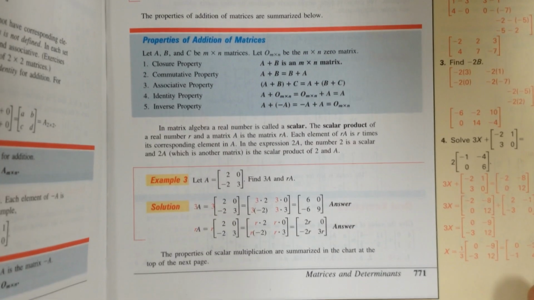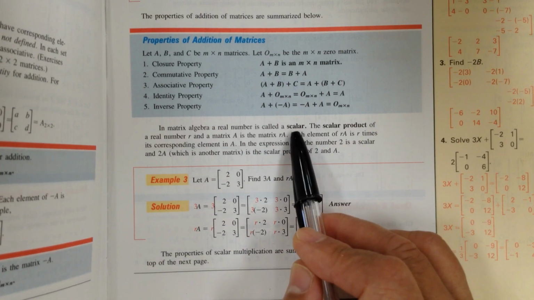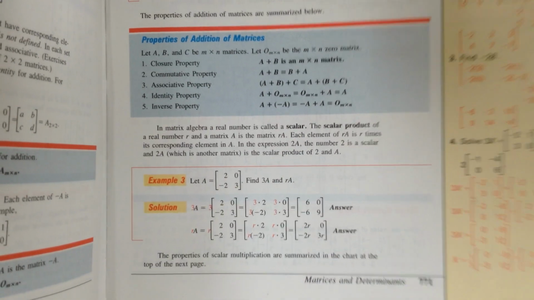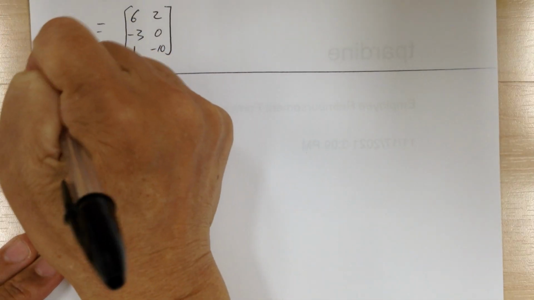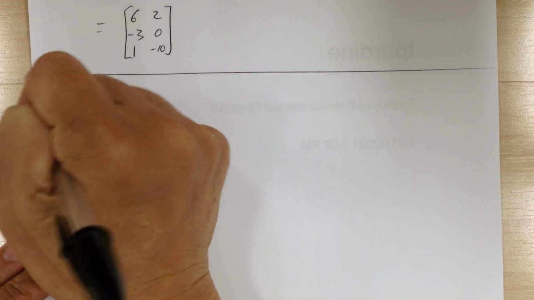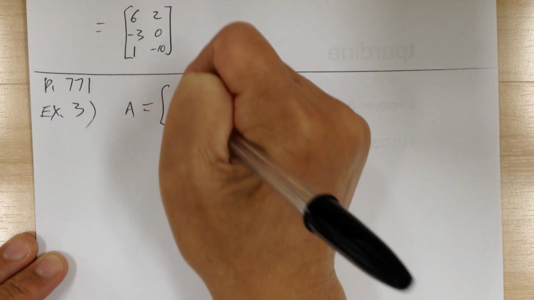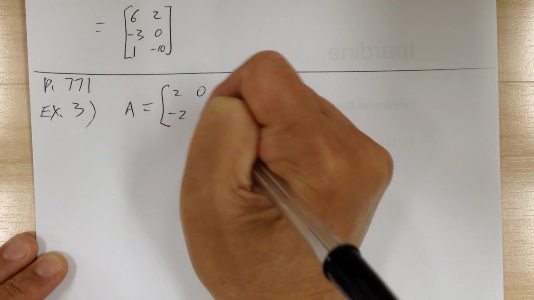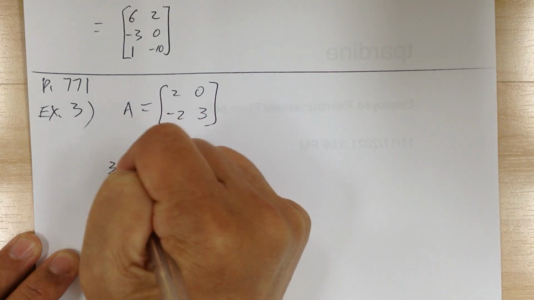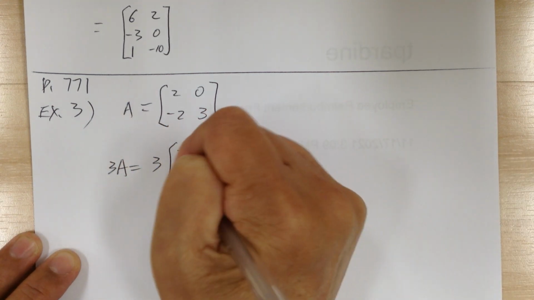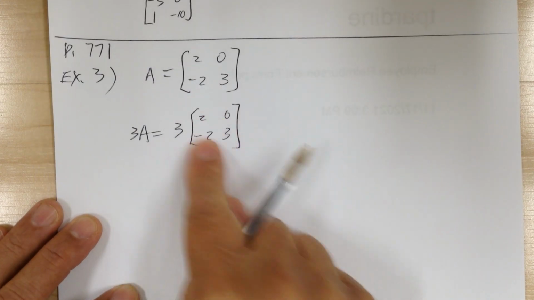Okay? Now the next one is scalar. Scalar is a number, just a number. So let's go over how to multiply. So example 3. You have matrix A equal to 2, 0, negative 2, 3, and you're looking for 3A and RA. So 3A equals 3 times 2, 0, negative 2, 3. Okay? So 3A means 3 times the matrix A.